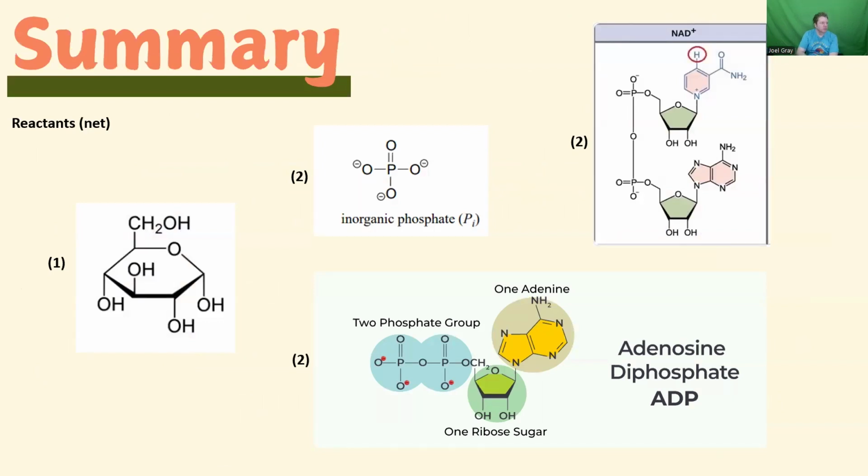Okay, so here are all of our reactants. We've got glucose. We've got adenosine diphosphate. We've got inorganic phosphate, NAD+. Now you might be thinking, oh, but what about the ATP? The key word here is net. Think back to Gen Chem 1 when you talked about ionic and net ionic reactions. If something is on both sides of the reaction, do you count it? No, you don't.